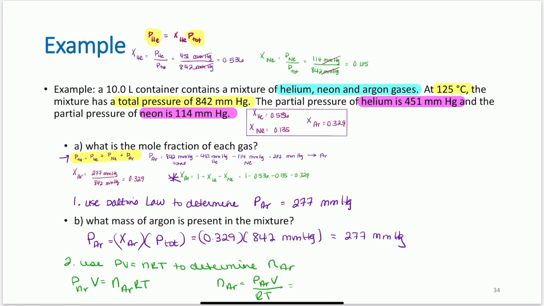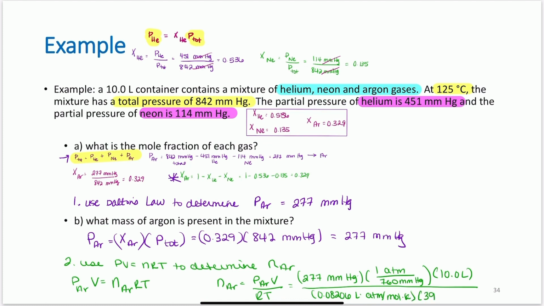My pressure is in millimeters of mercury, so I do need to convert that to atmospheres, because that happens to be the gas constant I choose to use. So 277 millimeters of mercury times 1 atmosphere per 760 millimeters of mercury. You should be able to convert through all the different units of pressure, so you should be able to use any gas constant you want to use. Divided by 0.08206 liter atmosphere per mole K. And the temperature, 125 degrees Celsius, is 398 K.